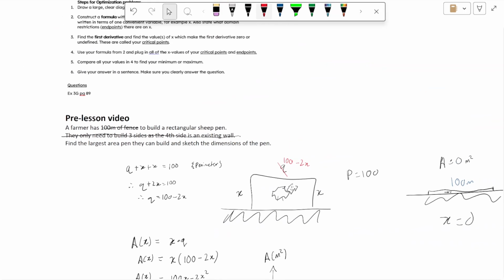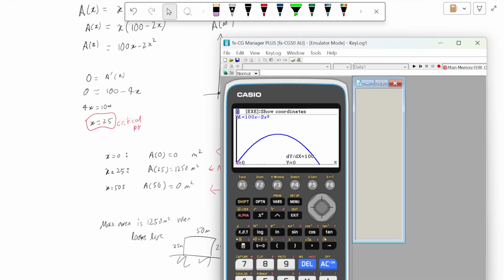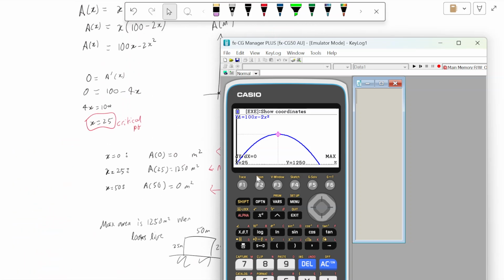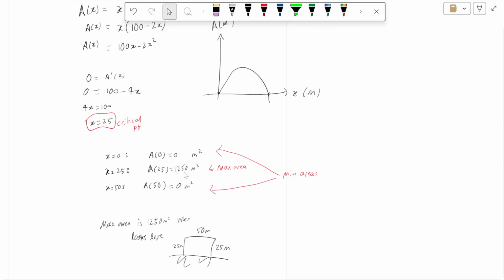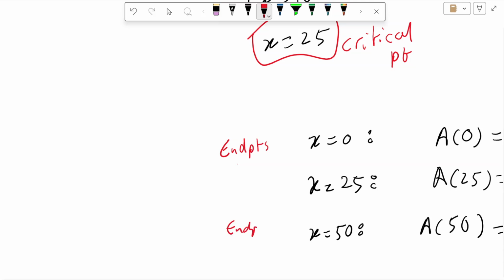That's pretty much all there is to it. Be aware that you can do a lot of this on your calculator. Like if you can't do the calculus, you just go G-Solve max and then you write your interpretation. But to get full marks, you'll usually need to show your working with this derivative stuff and then checking both of your endpoints and your critical points.